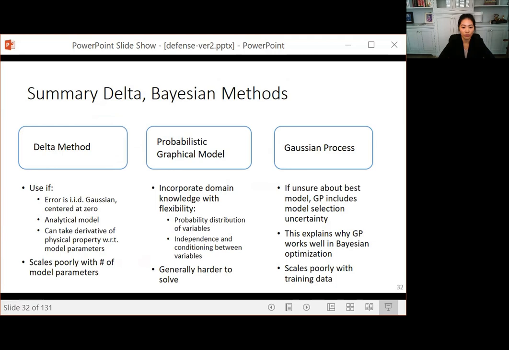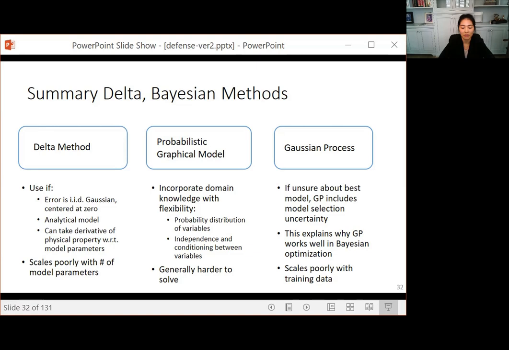If you are looking at the delta method, you could use it when there's an analytical model, when it's algebraic and pretty simple. And you think that the error residual is going to be independent, identically distributed Gaussian centered at zero. And when you can take the derivative of the physical property with respect to the model parameters. So if all of those are true, then you want to use the delta method. And the downside is that it scales poorly with the number of model parameters.